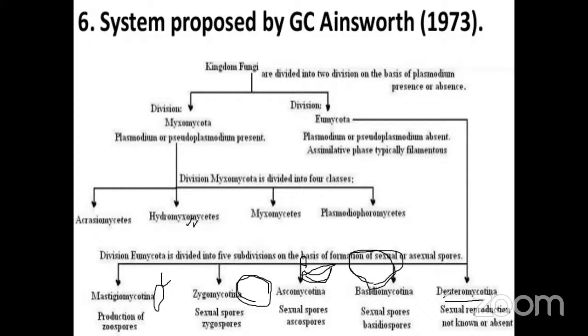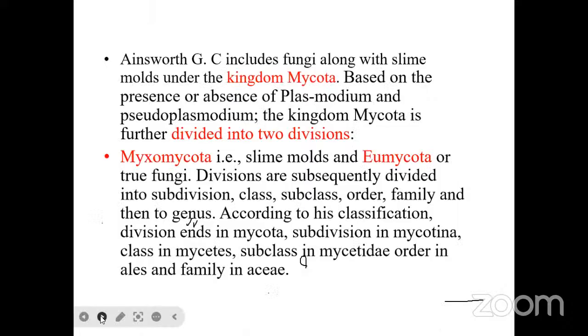Sexual reproduction is either absent or may not be found. That Deuteromycotina, imperfect fungi, is also called dustbin fungi. Okay, and then we will go for the next: Mastigomycotina, Zygomycotina, Ascomycotina, Basidiomycotina, and Deuteromycotina. And then next, we will go one by one.